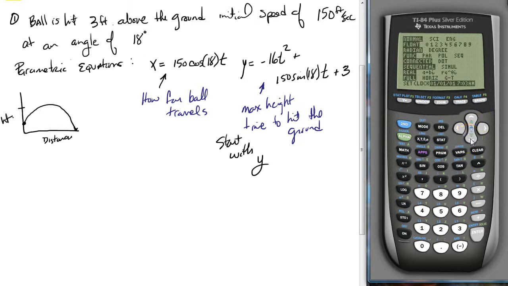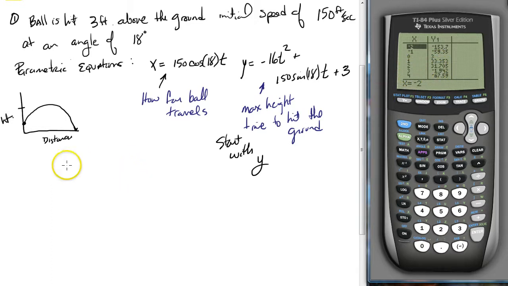I'm in the wrong mode, so I have to fix that. Need to be in degree mode. This should be better. Much better. So it's at 3 feet. At 1 second, it's at 33 feet high. At 2 seconds, 31 feet high. At 3 seconds, it's in the ground.